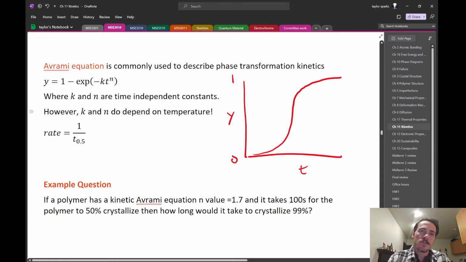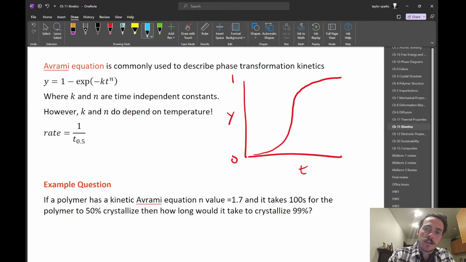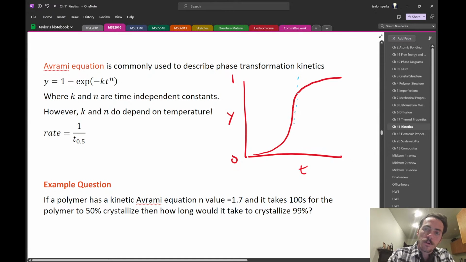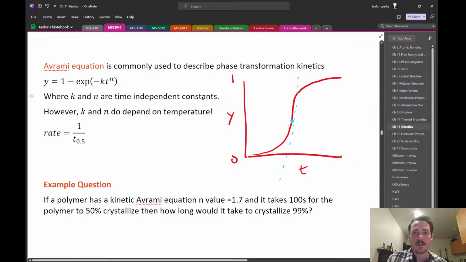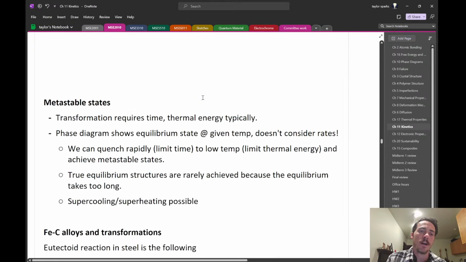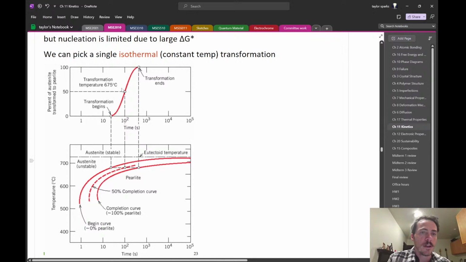But what that tells you is that if I were to take the instantaneous slope, there is a point here that has the highest slope, or the highest rate of transformation, right? Your rate of transformation is at a maximum at some point in the middle, and then it slows down again. Well, that's the idea captured behind these TTT diagrams that produces the nose in the TTT diagram, right? Here's that exact same thing drawn right here.